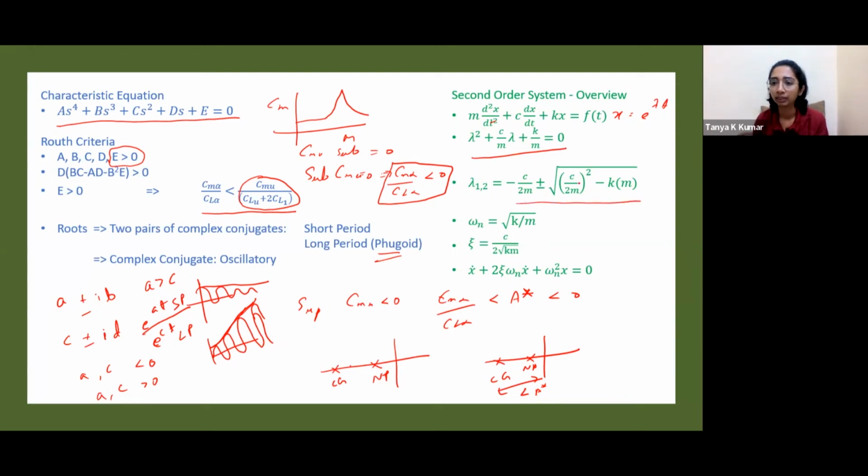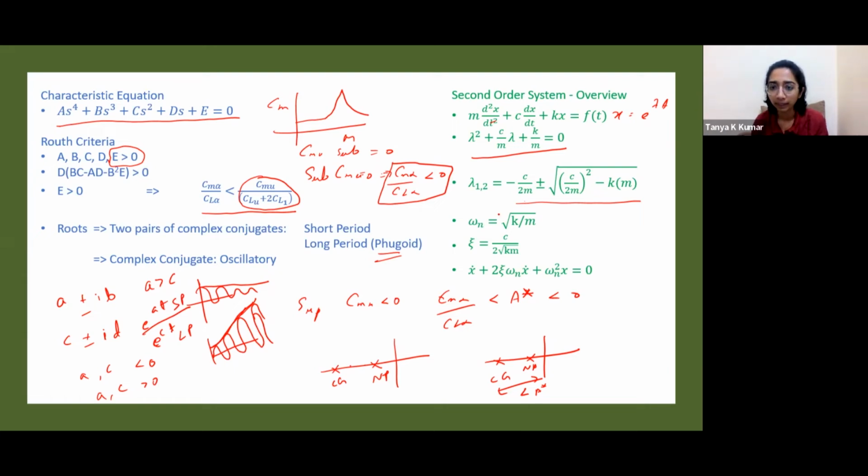Now, the relation between c by 2m and root of k by m tells you whether it behaves oscillatory or not. So if c by 2m is less than the natural frequency, the term under the root will be negative. So root of negative will give you complex conjugates. Complex conjugates means oscillatory. If they are equal, you get repeated roots. And if c by 2m is greater, what do you get? You get either positive or negative real roots. You don't get complex roots. Okay, that determines whether it oscillates or does not oscillate.